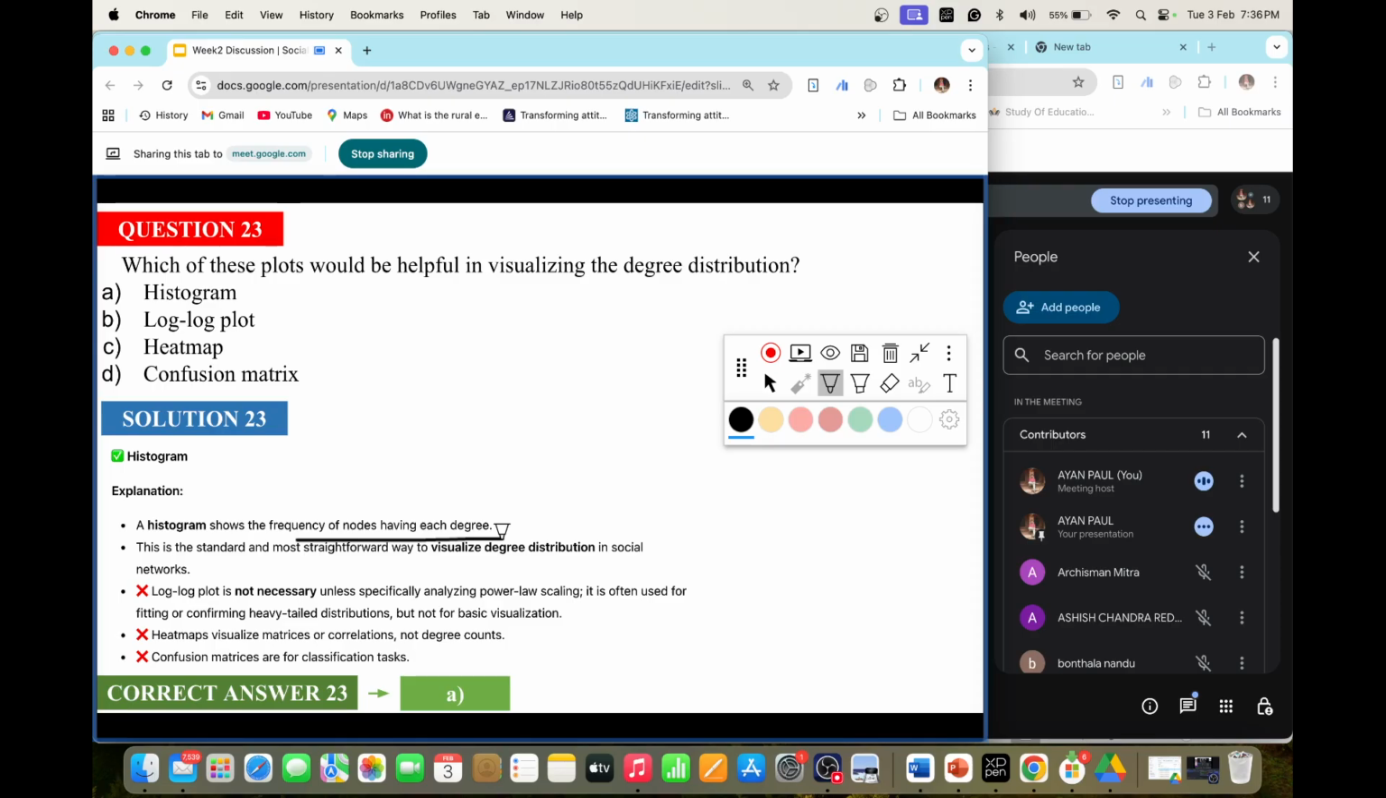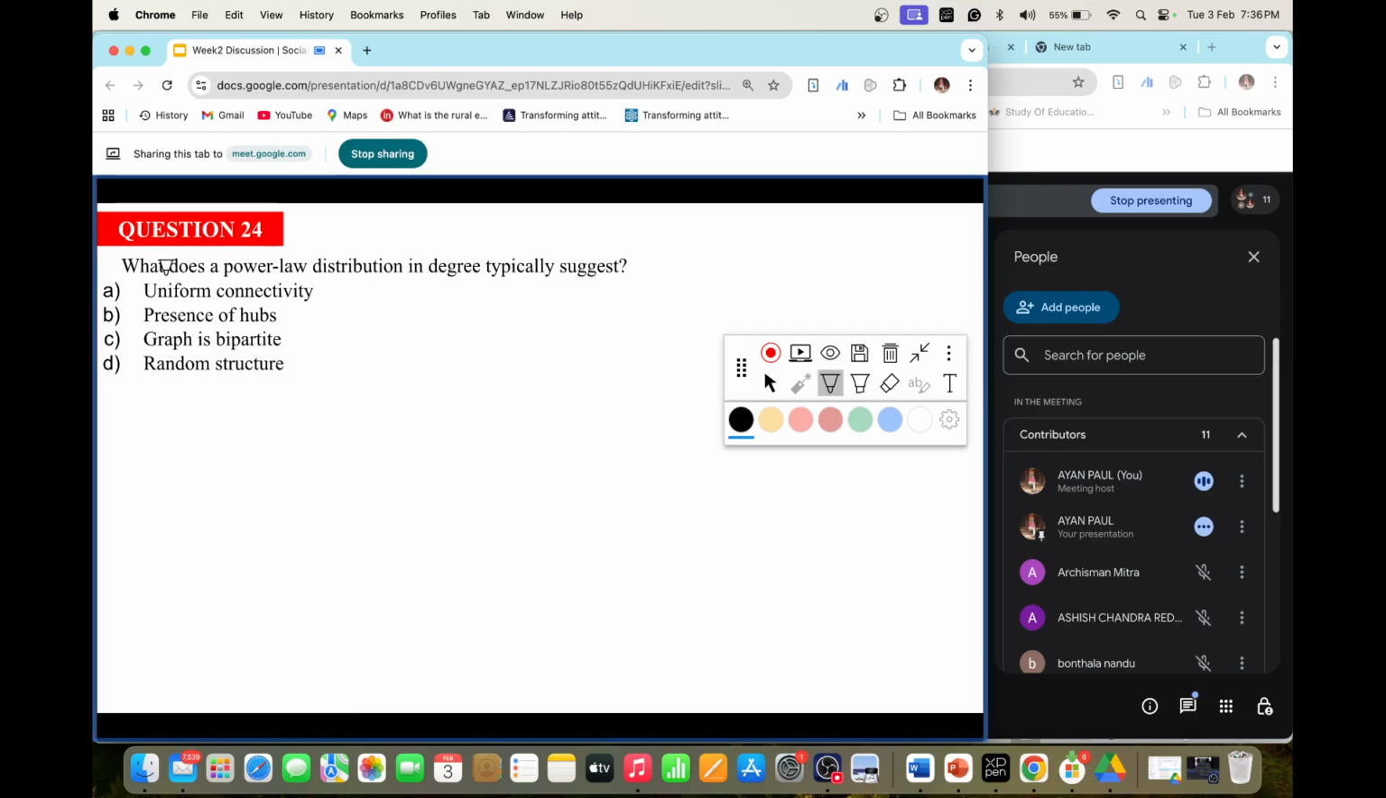This is the standard and most straightforward way to visualize degree distribution in a social network. A log plot is not necessary unless specifically analyzing power law scaling; it is used for fitting or confirming heavy-tailed distributions, but not for basic visualization. A heat map visualizes matrices or correlations, not degree counts. A confusion matrix is for classification prediction tasks, so forget about that. Option A histogram is the correct answer. Let's move on to the next question.